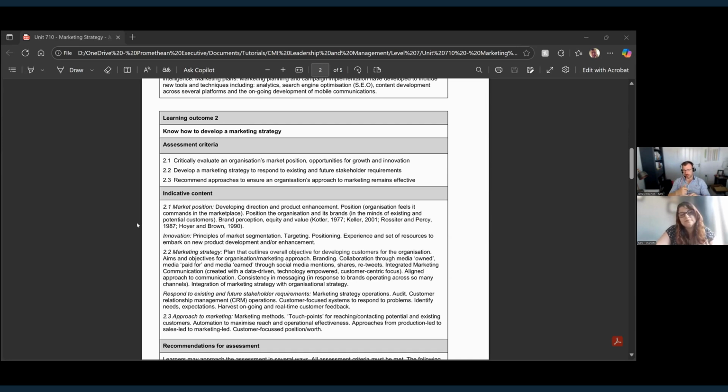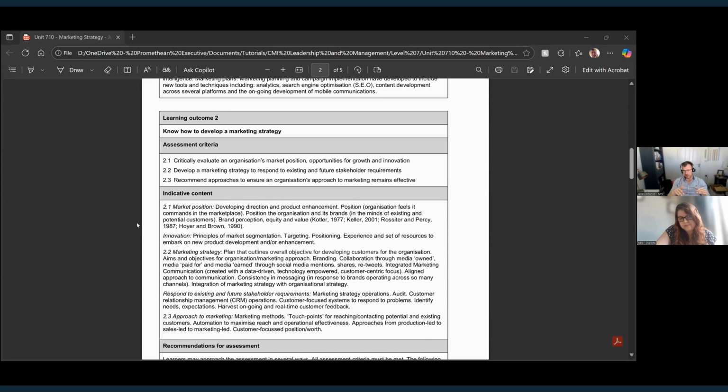2.3 then, we're going to move on to finally, this is the kind of cherry on the cake, but I guess recommend approaches to ensure an organization's approach to marketing remains effective. So this could be basically referring back to 2.2 in your marketing strategy. How are you going to make sure it lands, it sticks, and it works? Is kind of the basis here of 2.3, I would say.